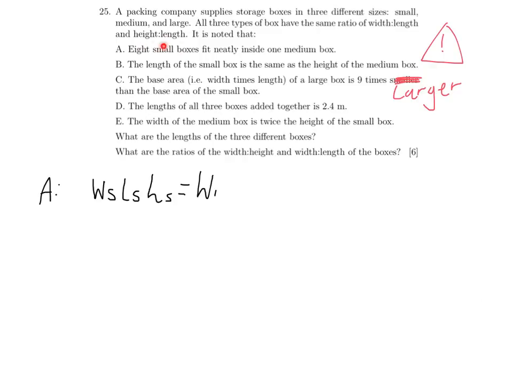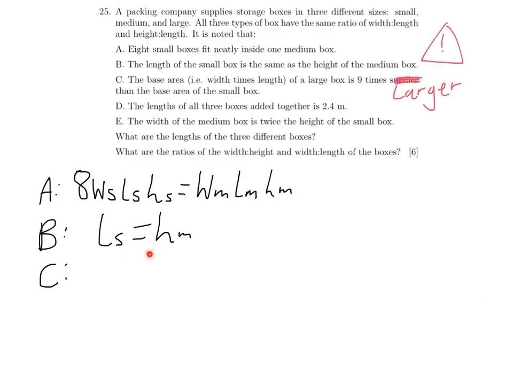So statement 1 is that 8 small boxes fit inside one medium box. So 8 small boxes fit neatly inside one medium box. So that means that the volume, this is the volume here, the width times the length times the height. So 8 of the small ones go into one of the medium ones. We're also told that the length of the small box is the same as the height of the medium box.